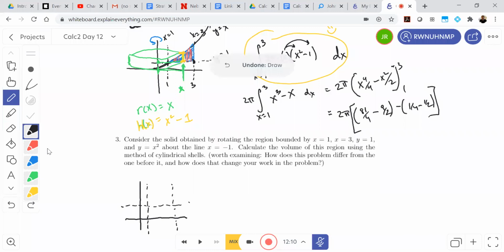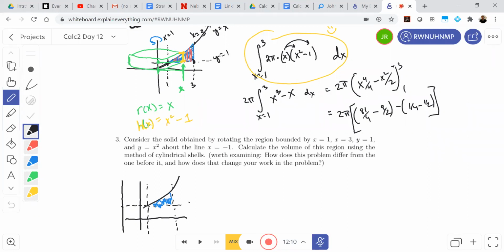Not going to ultimately be that great of a picture, but we end up with something that kind of looks like this. Poorly drawn to scale, but we have this region, same as before. And the main difference in what we're looking at here is the line on which we are revolving. And that is the line x equals -1.